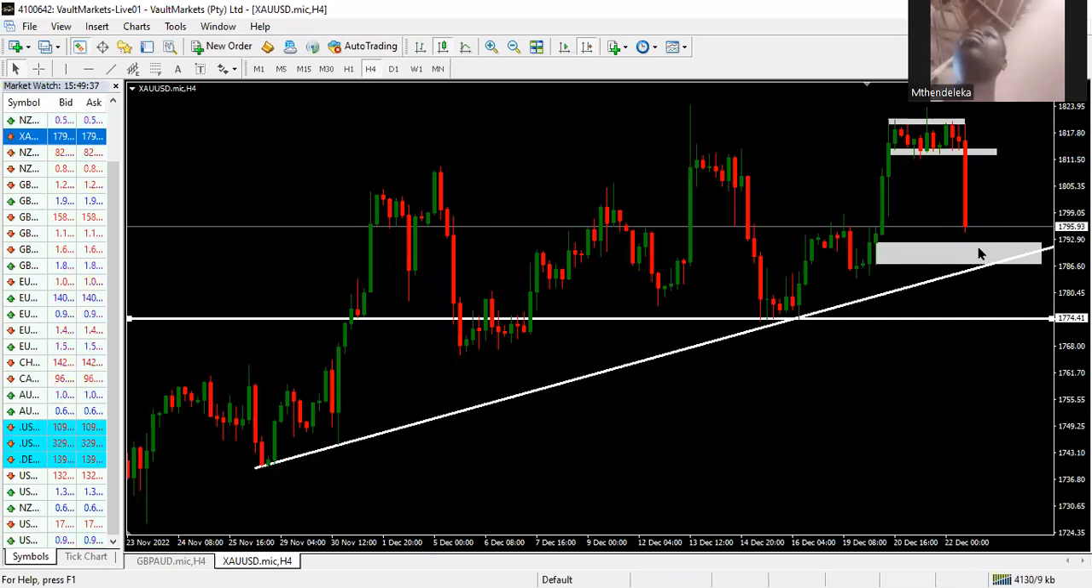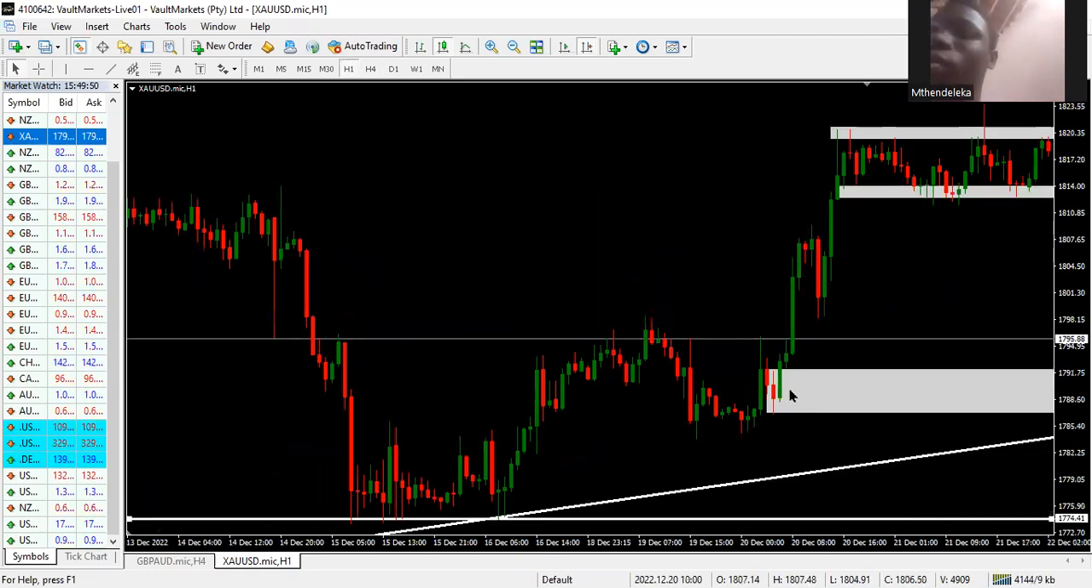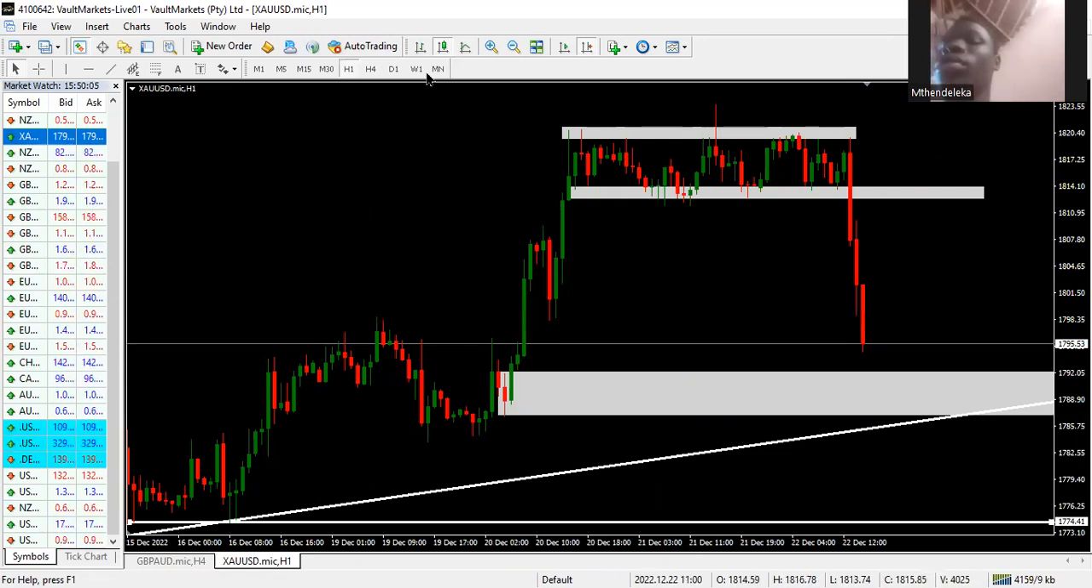Now, the price is reacting to the supply and demand that you can see on the 1 hour time frame. You can see this one. This is where the price is. The price will push all the way down to this level, and then that's when you're going to see it change. It's that simple.